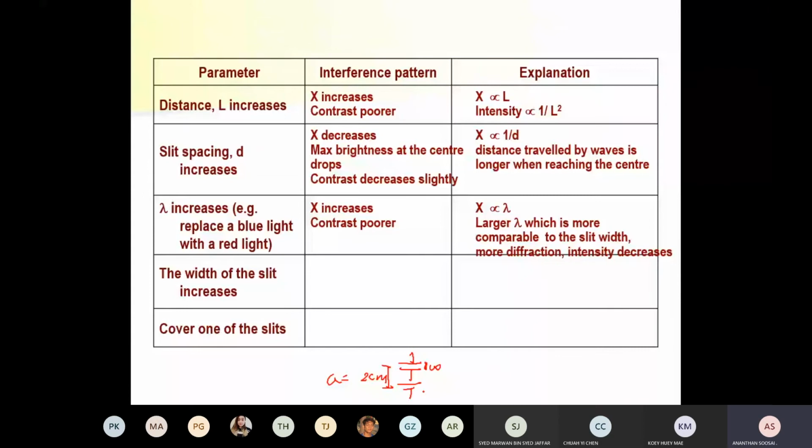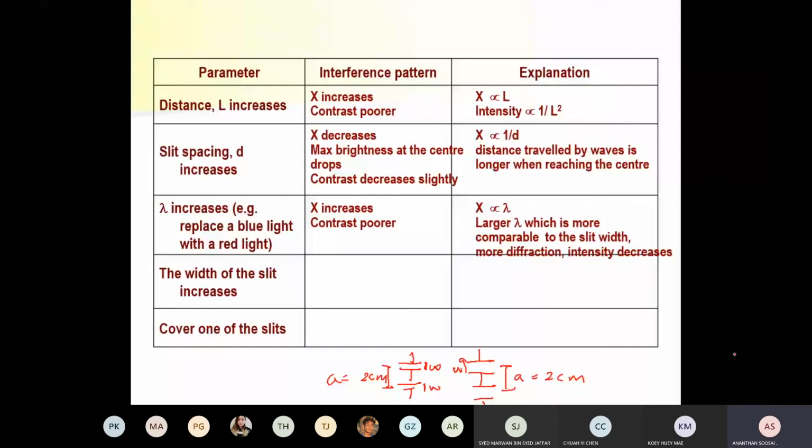The width is increased, getting greater, without changing the A. The A is still 2 centimeters, but the width is increased. What will happen to the X? Anyone? When the width is increased, what happens to the X? Is X affected by the width of the slit?